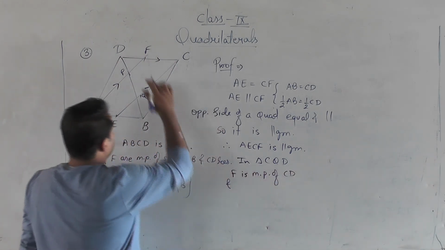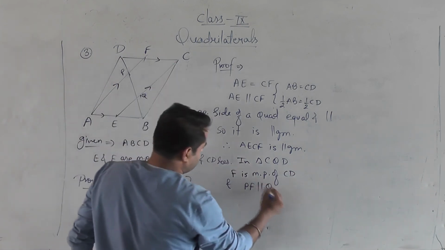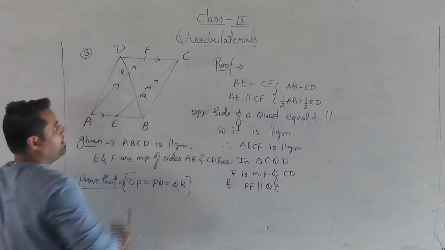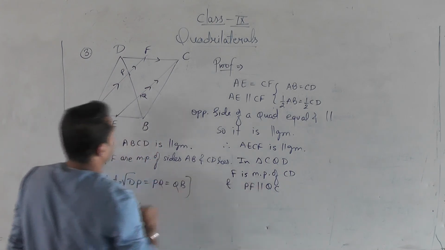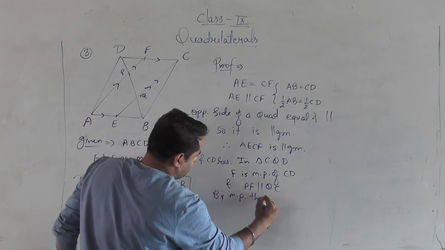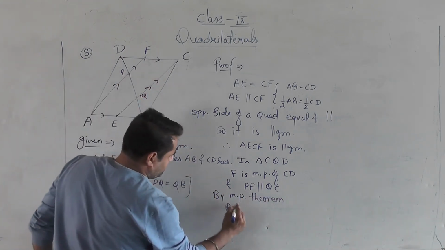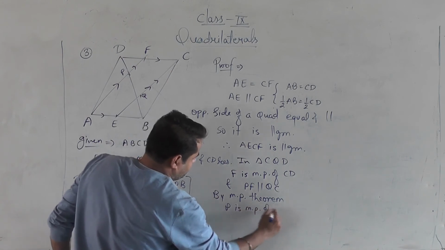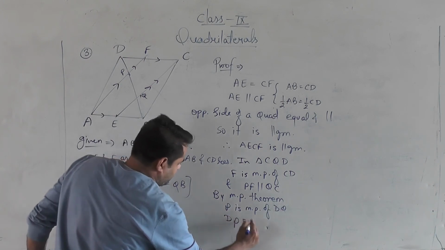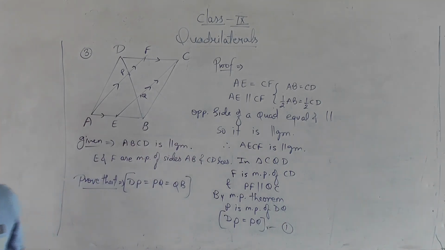And with that, PF is parallel to QC. Why is it so? Because AF and CE are parallel, so the part of the line will be parallel. So that's why PF is parallel to QC. So by midpoint theorem, we can apply the midpoint theorem here and say P is the midpoint of DQ. P is the midpoint of DQ means DP and PQ become equal. So half of the question has been done.